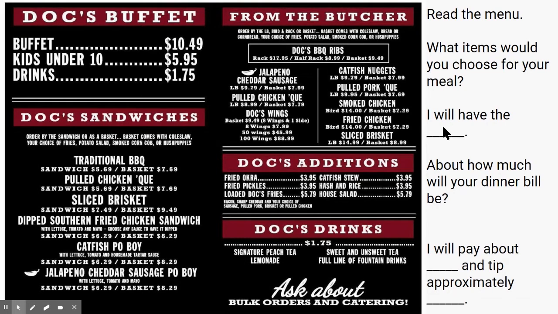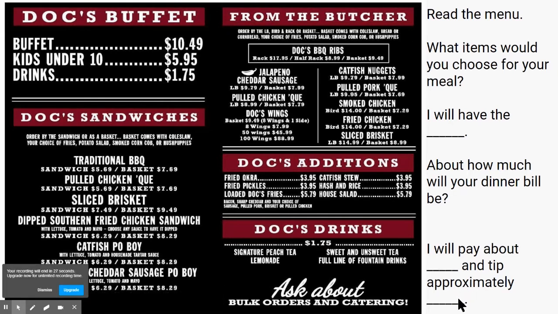Let's start by looking at a menu, and we can have a couple fill in the blanks here. What items would you choose for your meal? And we could say, I will have the fried chicken. And then let's do a little bit of math and think about how much your dinner bill will be. So if the chicken is $7.29, that's $8. And if I get a drink for $2, that's $10, right? So I will pay about $10 and I will tip, I don't know, $2, right?